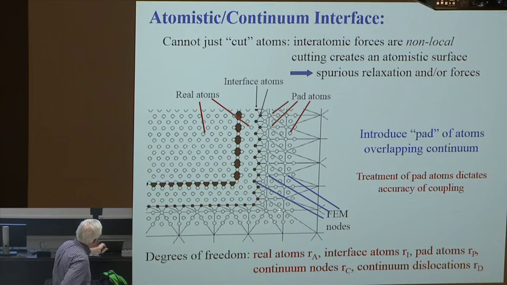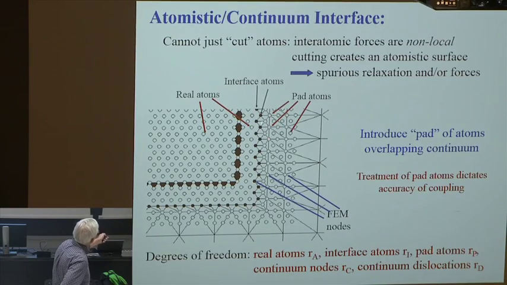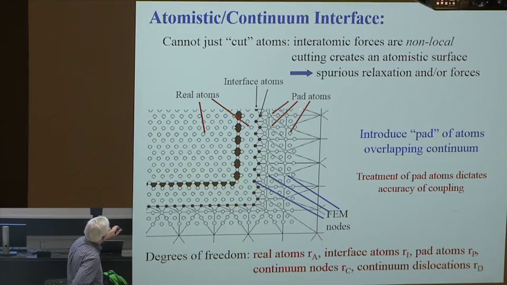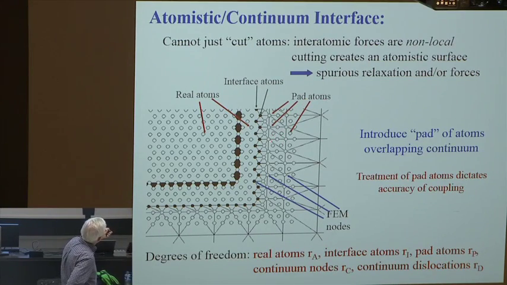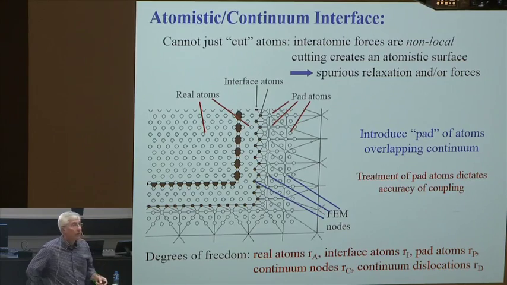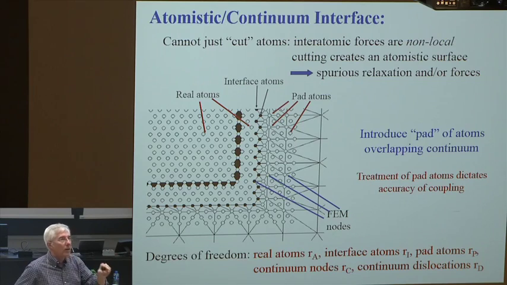They're a pad that overlaps with the FEM nodes or the FEM displacements, but they convey information, they convey forces, fully non-local forces from these atoms into the interior. So these atoms do not know that I've made a transition to finite elements over here. And what happens is these pad atoms, their positions are controlled by the finite elements. Okay? So I have these atoms in the system, but I tell them where to go based on the solution of the finite element problem.